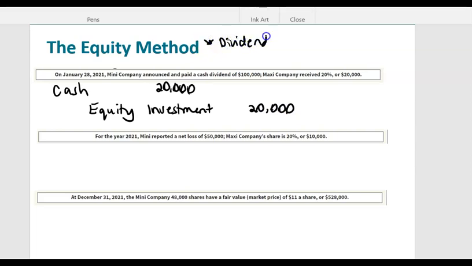Let's just make a note of that. So dividends reduce the equity investment under the equity method. Okay, for the year 2020, Mini reported a net loss of $50,000. Maxi Company's share is 20% or $10,000. Now we do need to record that loss.